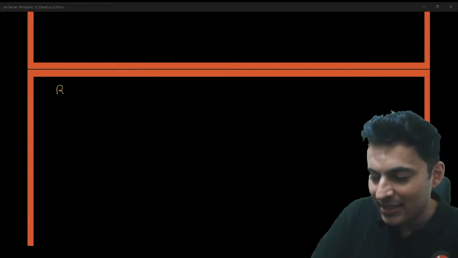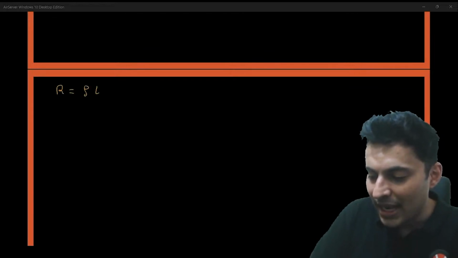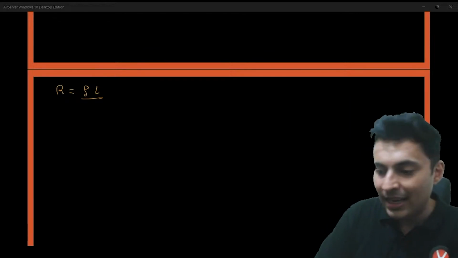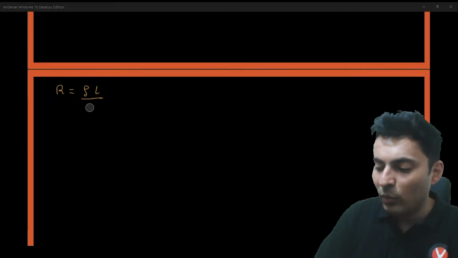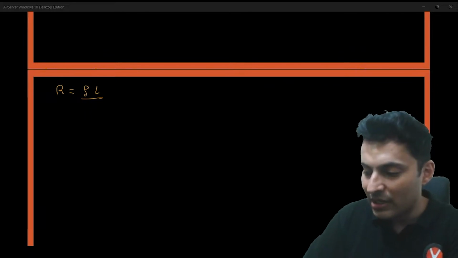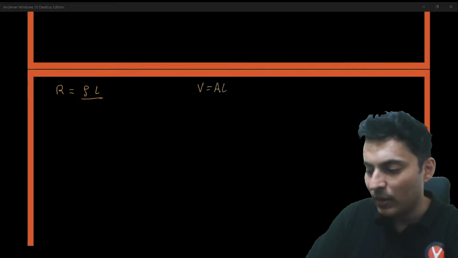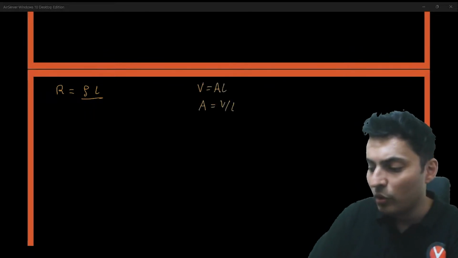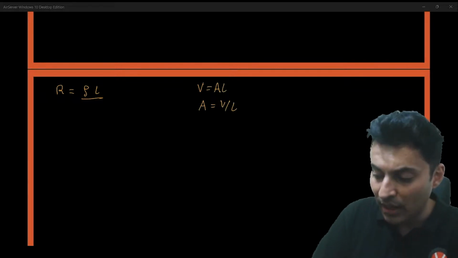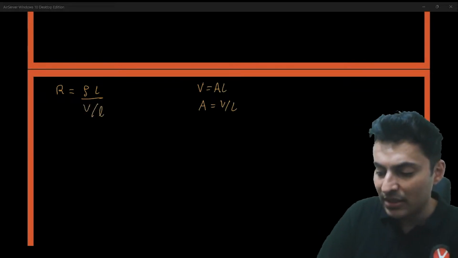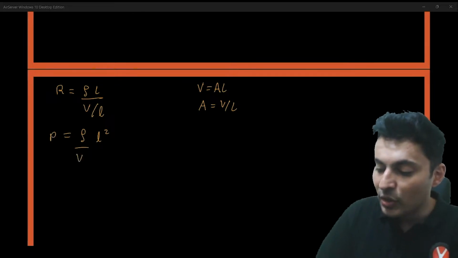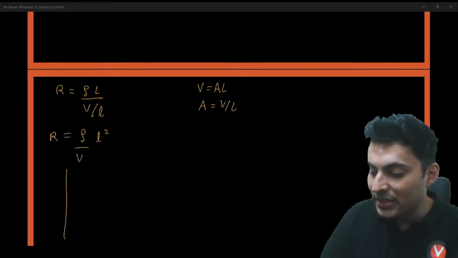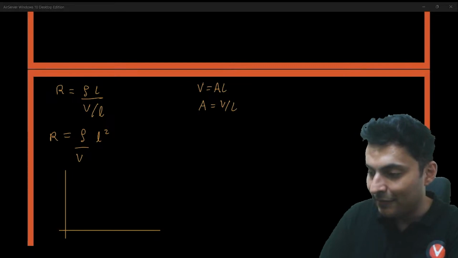So what happens is R will be rho L, but instead of by A, I'll write it as volume by length. Why did I write volume by length? Because I know volume is area into length. So area will be volume by length. So I'll put it as volume by length over here. So this will become rho L square by V.